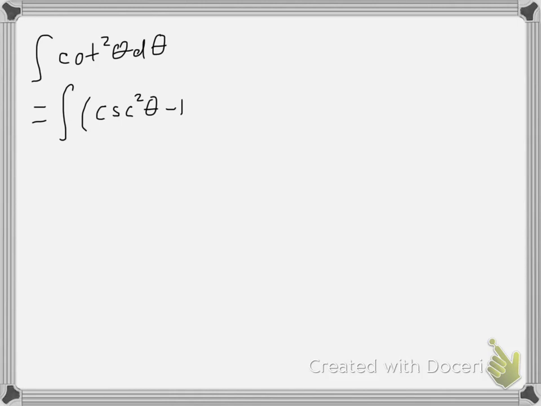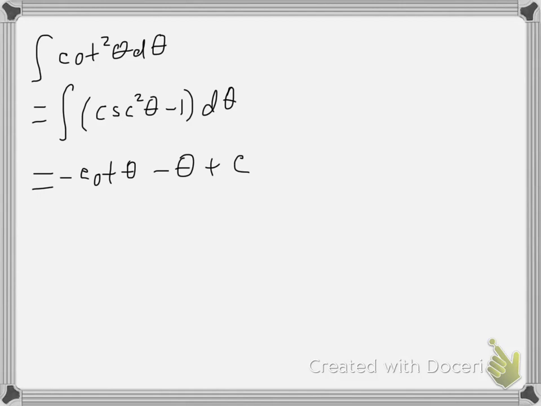Well, let me just rewrite this here. We have the integral of the cotangent squared of theta d theta. We can use the identity that this becomes the integral of the cosecant squared of theta minus 1 d theta. And of course the antiderivative of the cosecant squared of theta is negative cotangent of theta. So we're going to get negative cotangent of theta minus theta plus an arbitrary constant c.